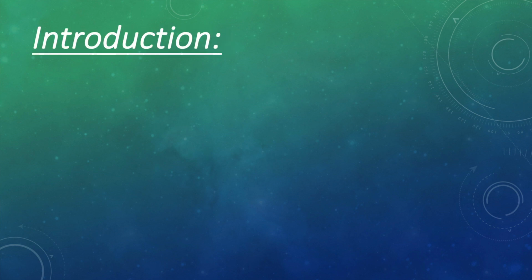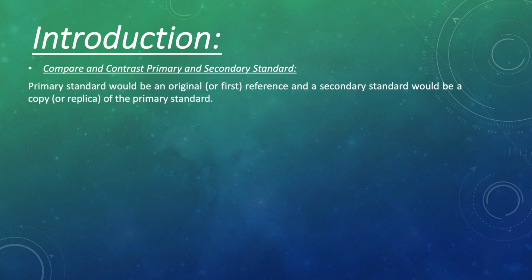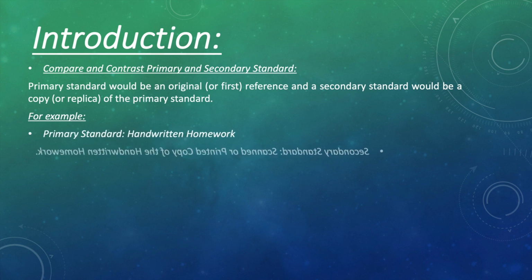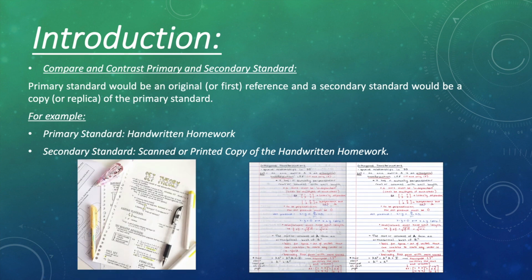Today I'm going to be talking about Experiment 10, Acid and Base Titration 2. Before we start, I do want to give a small introduction and compare and contrast primary and secondary standard, which we've seen those terms before. Primary standard would be an original or first reference, and a secondary standard would be a copy or replica of the primary standard. For example, the primary standard would be a handwritten homework, and the secondary standard would be a scanned or printed copy of the handwritten homework.